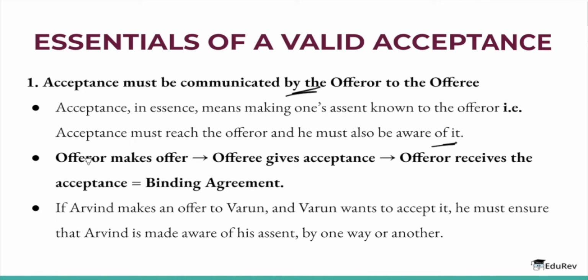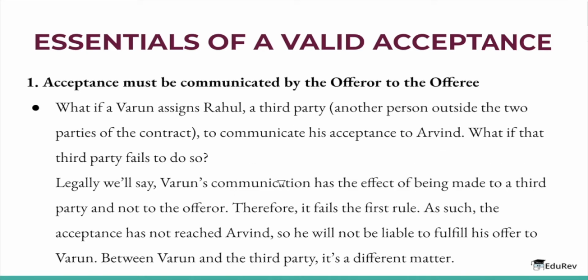That is, the offerer makes an offer and the offeree gives acceptance. So the offerer receives the acceptance and this is what makes a binding agreement. Suppose Arvind makes an offer to Varun and Varun wants to accept it, he must ensure that Arvind is made aware of his assent by one way or the other.